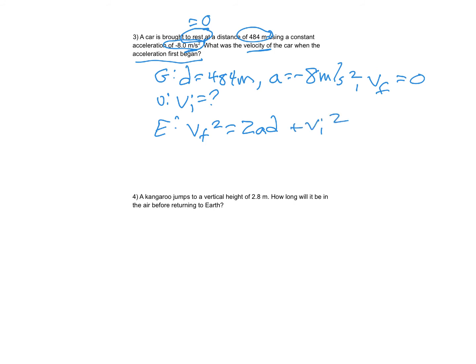And remember, I said lots of times VI is 0. In this particular case, VF is 0, right? This says VF is 0. So I'm just going to cross that off to make my math easier because I know that's 0. So now I've got to do the algebra.